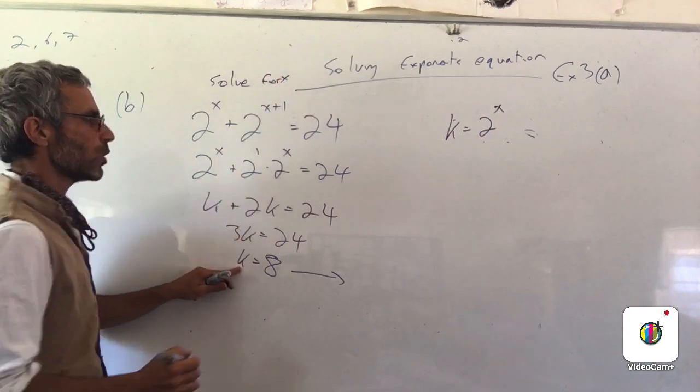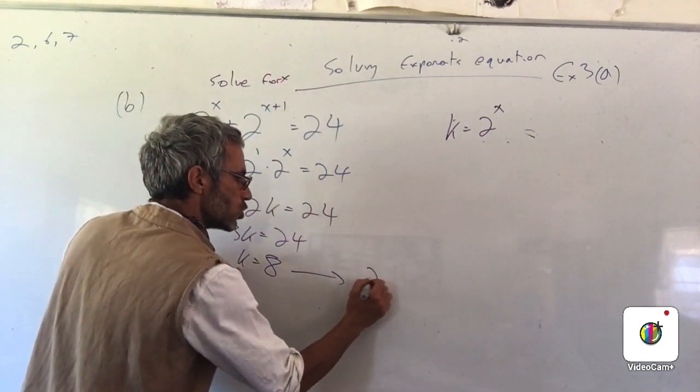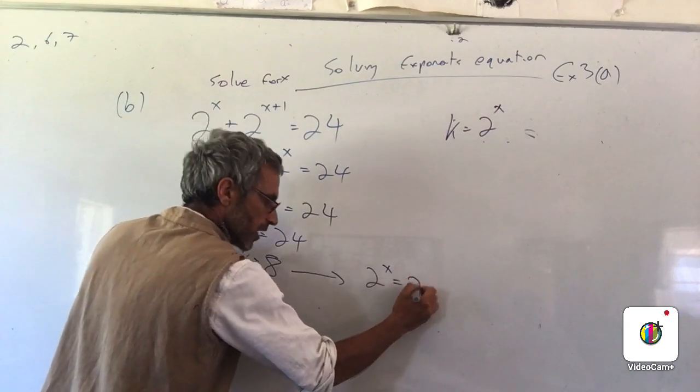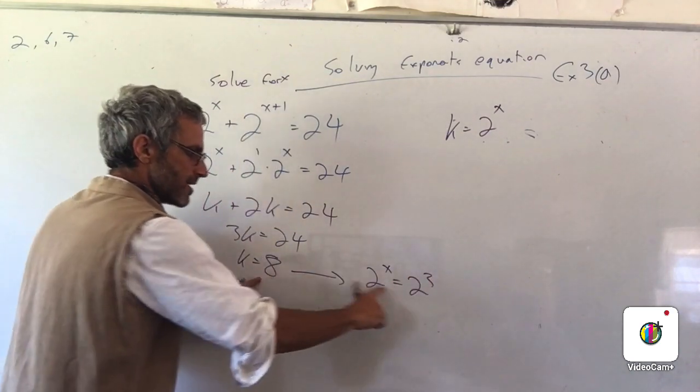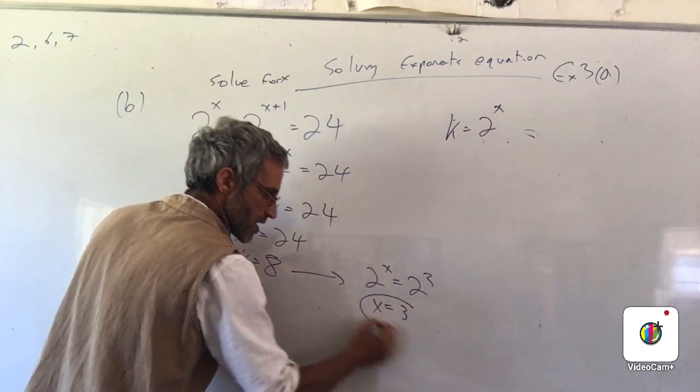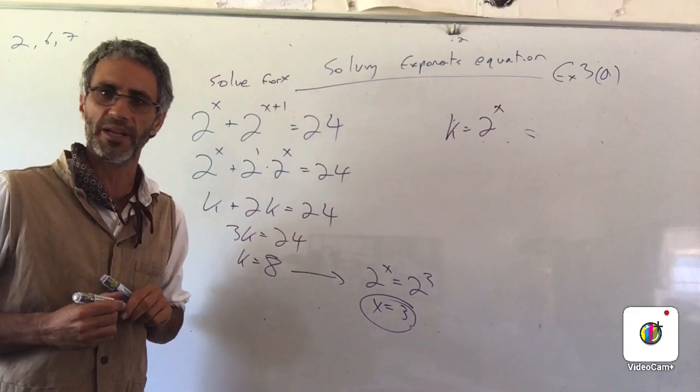So what does this equation tell you? It tells me that 2 to the power of x equals 2 cubed. You can write that straight away. So we're writing the 8 as 2 cubed. In other words, x equals 3. Now let's recap what we've done here.